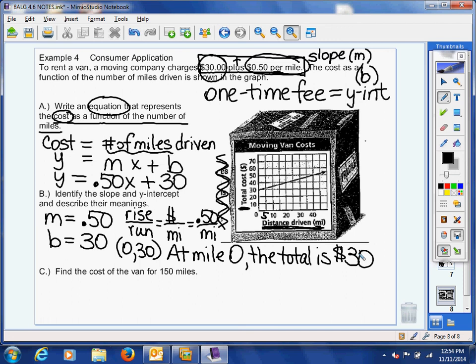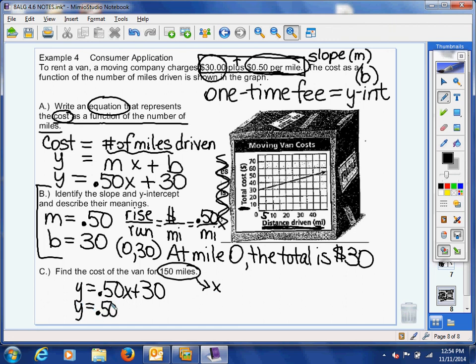Okay, we've had some experience with letter B with this particular part of this example, so hopefully this is not altogether foreign to you. Now letter C, now we're going to take our equation and we're going to find the cost of driving 150 miles. 150 miles is number of miles. That's what we're going to plug in for x. And we're going to figure out if I drive 150 miles, how much am I going to pay this moving company? So let's plug it in.